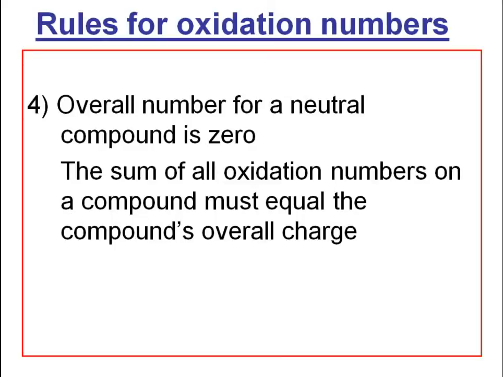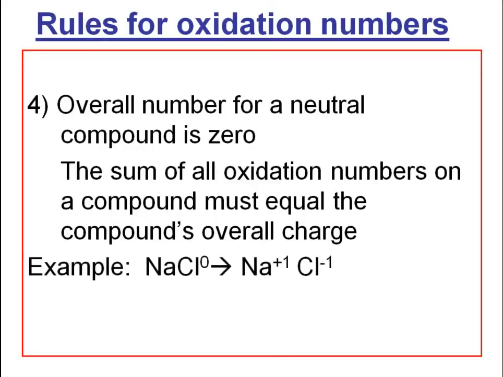If we're dealing with sodium chloride, the compound has a 0 overall oxidation number. It's neutral. That's because the sodium ion will have an oxidation number of +1, and the chloride ion will have an oxidation number of -1. If you look at the sulfate ion, SO4 2-, and I told you to determine the oxidation numbers of the sulfur and the oxygen in this ion, sulfur has a +6.